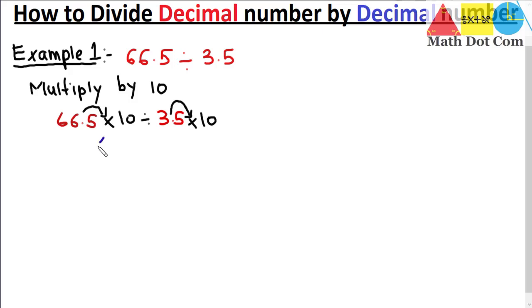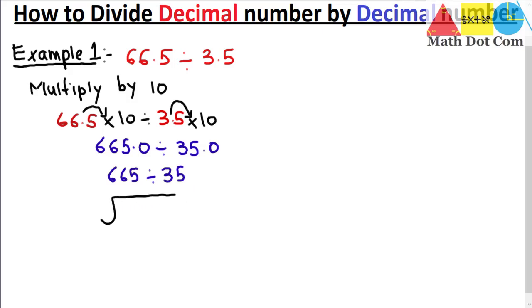Now it will be like 665.0 because the point is moved here, and 35.0. So we can also write it as 665 divided by 35. Now we have both the whole numbers and we can easily divide them by using the whole number division method as 665 divided by 35.